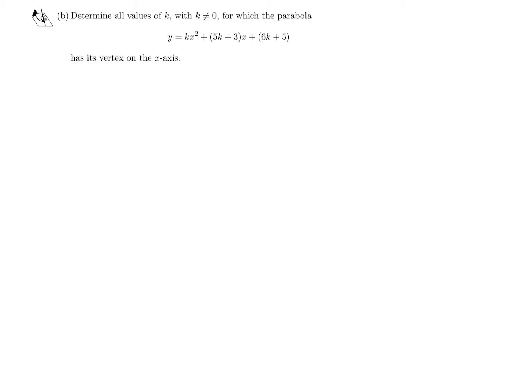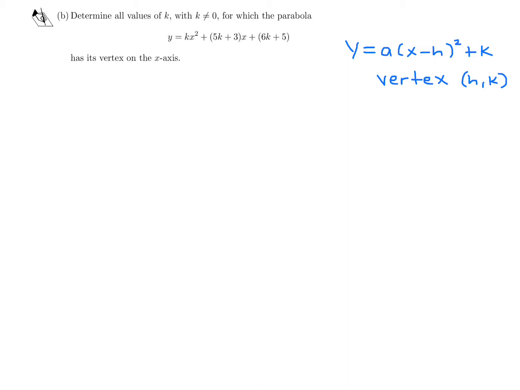Determine all values of k, with k not equal to 0, for which the parabola y equals kx squared plus (5k plus 3)x plus (6k plus 5) has its vertex on the x-axis. If the equation of a parabola is of the form y equals a(x minus h) squared plus k, then we can easily determine the vertex. It will be just (h, k).